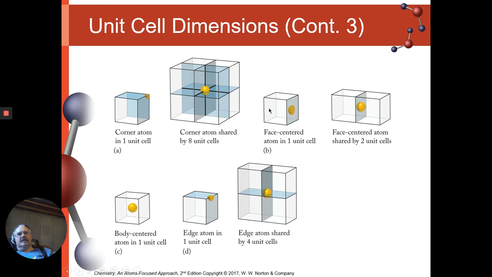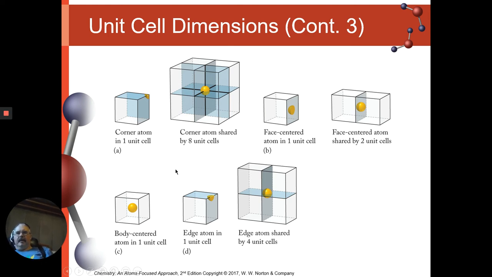Okay, so there are 6 faces. So for a face-centered unit cell, we would have 1/2 times 6 faces. That would be 3 atoms. Okay, for a body-centered, this is confined entirely to that single unit cell. It's not shared with any others. Okay, and then if we have an atom at the edge, that is shared by 4 unit cells.